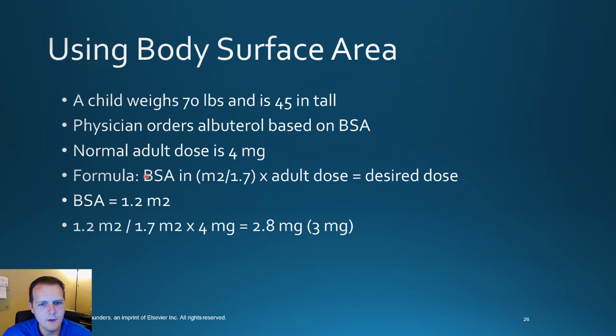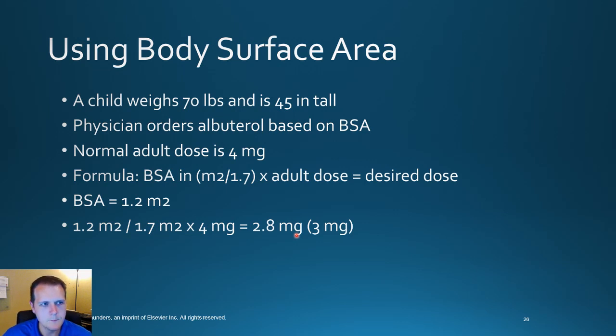Based off of this, we want to compare the patient's BSA in meters squared, divide that by 1.7, which is that normal adult we were talking about, and then multiply that proportion by the adult dose. This would give us our new desired dose. In this case, a kid with these stats would end up being 1.2 meters squared. We take that 1.2 meters squared, which is our patient's BSA, divide that by 1.7 meters squared, which is that typical adult, get this proportion, and then multiply that by 4. What you end up getting is an answer of 2.8 milligrams, or for our purposes, we'll just round up to 3 milligrams.